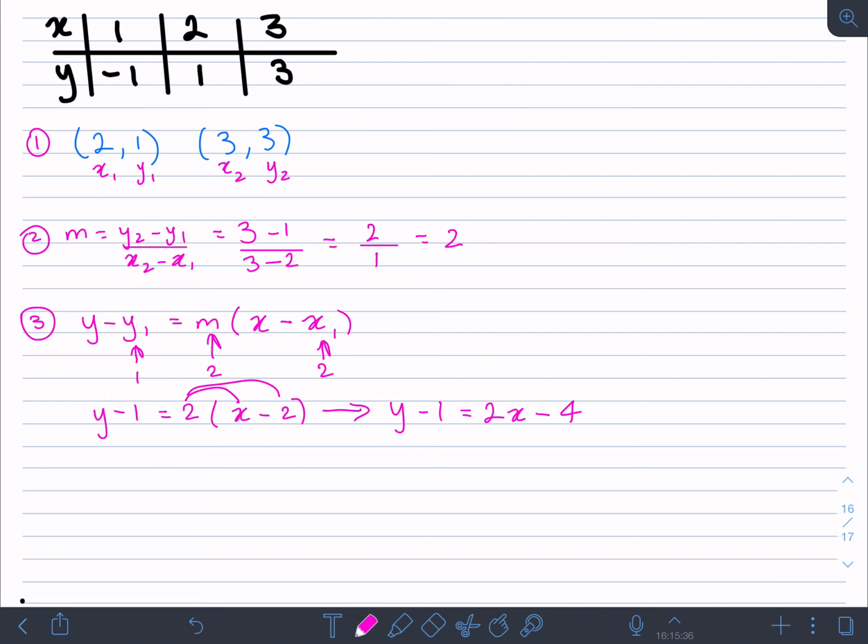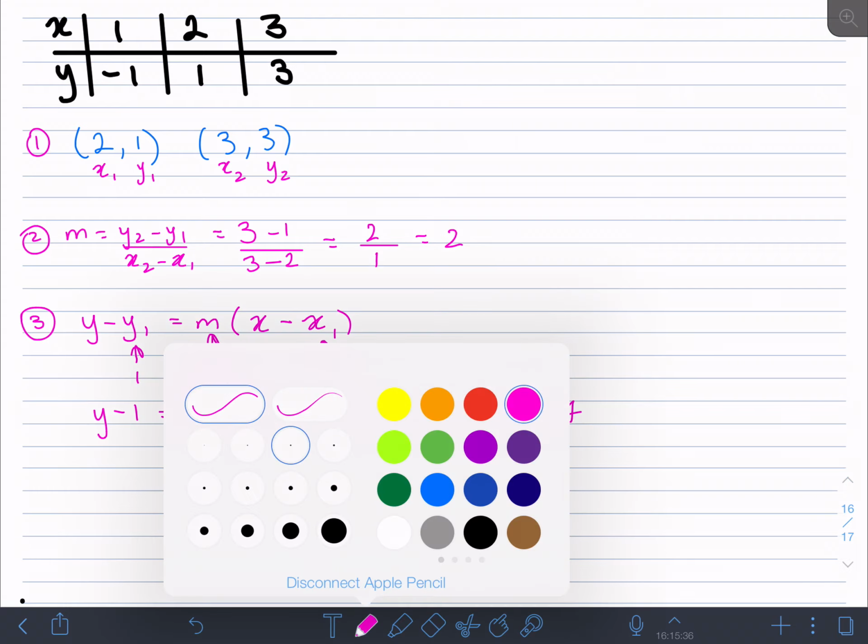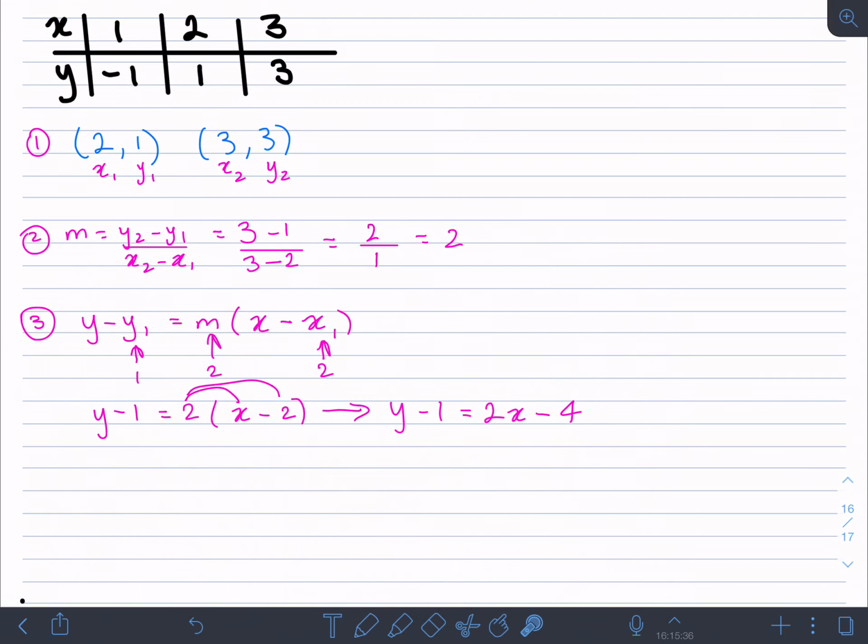Now the next step is to rearrange this to get it into y equals mx plus b. In order to get y equals mx plus b, I need to get rid of this minus 1 here. The opposite of that is plus 1 on both sides. That cancels out, and I'm left with y equals 2x minus 3. And there I have found my y equals mx plus b equation of a straight line.